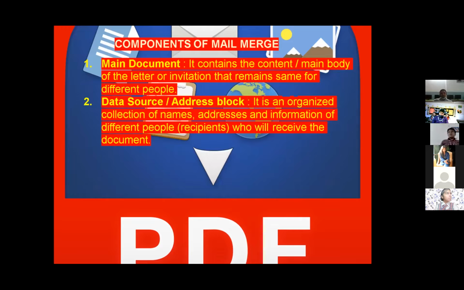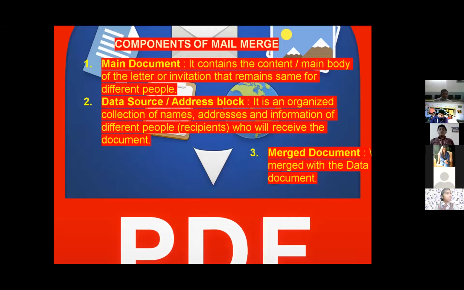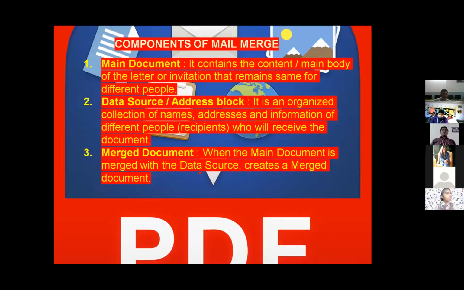The next major component is the data source or address block. It stores individual information and is also called a data file. Data source is a file that stores the information to be merged into a document. For example, the list of names and addresses, city, PIN, telephone number, etc. you want to use in a mail merge. By combining the main document and the data source, we finally get a merge document which is sent to all the recipients in the data source.